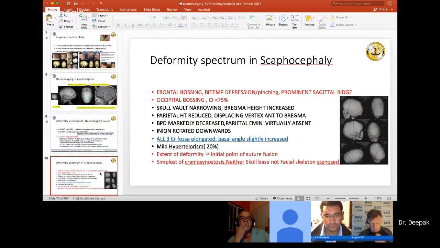Now, these are the abnormalities you can see in these patients of scaphocephaly. You can have frontal bossing, bitemporal depression, pinching, prominent sagittal ridge, occipital bossing. And this presentation, I can share it with you and your residents can see it later, so I will skip it in the interest of time.